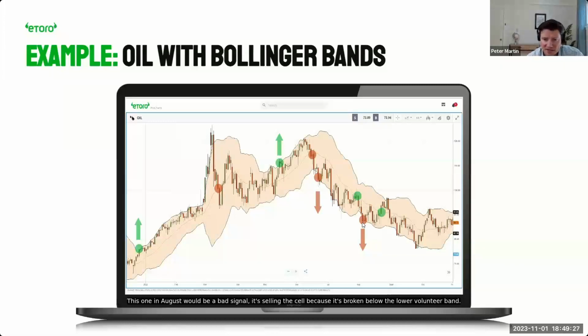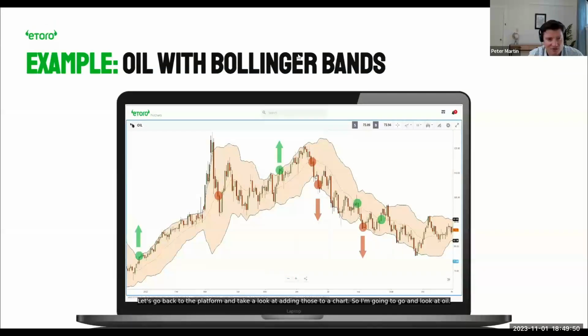And then this one in August would be a bad signal. It's telling us to sell because it's broken below the lower Bollinger Band. And then the closing would be where it crosses over the SMA a few weeks later, and it would actually be at a bit of a loss there. So you can see the methodology there with using the Bollinger Bands. Let's go back to the platform and take a look at adding those to a chart.